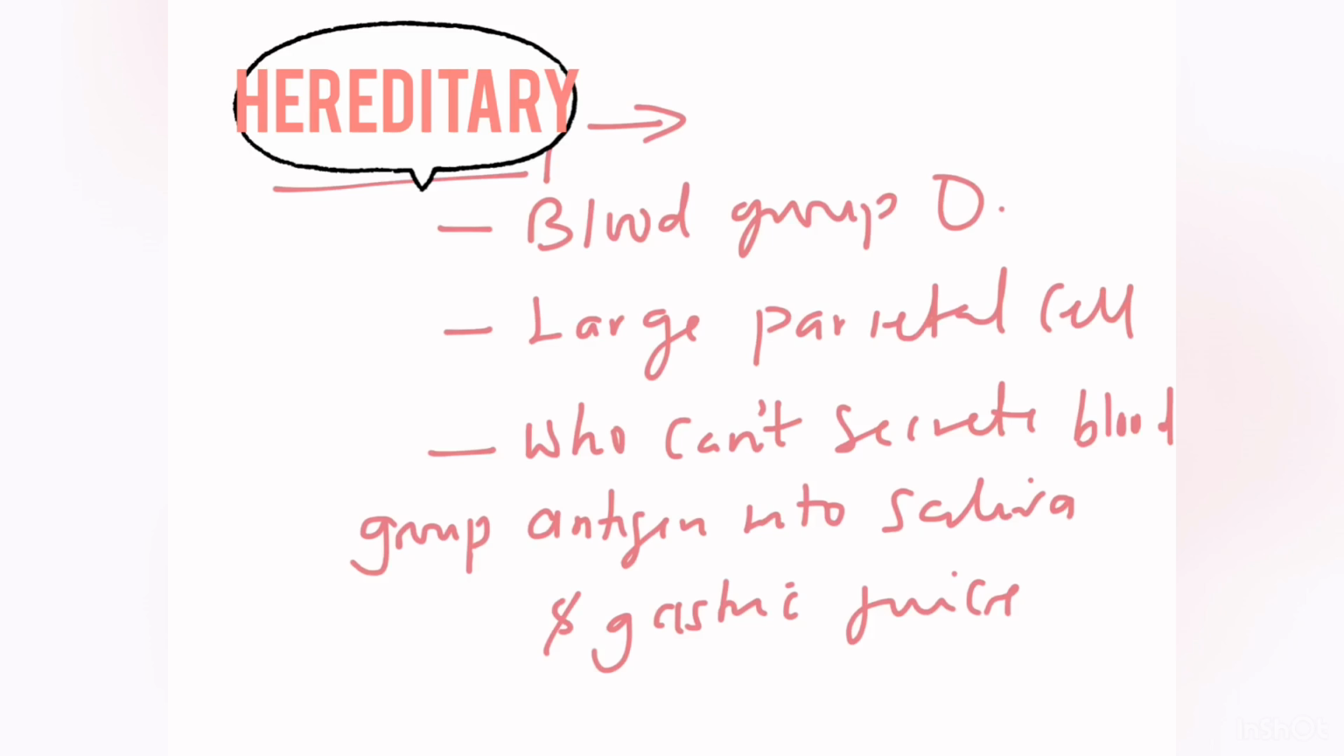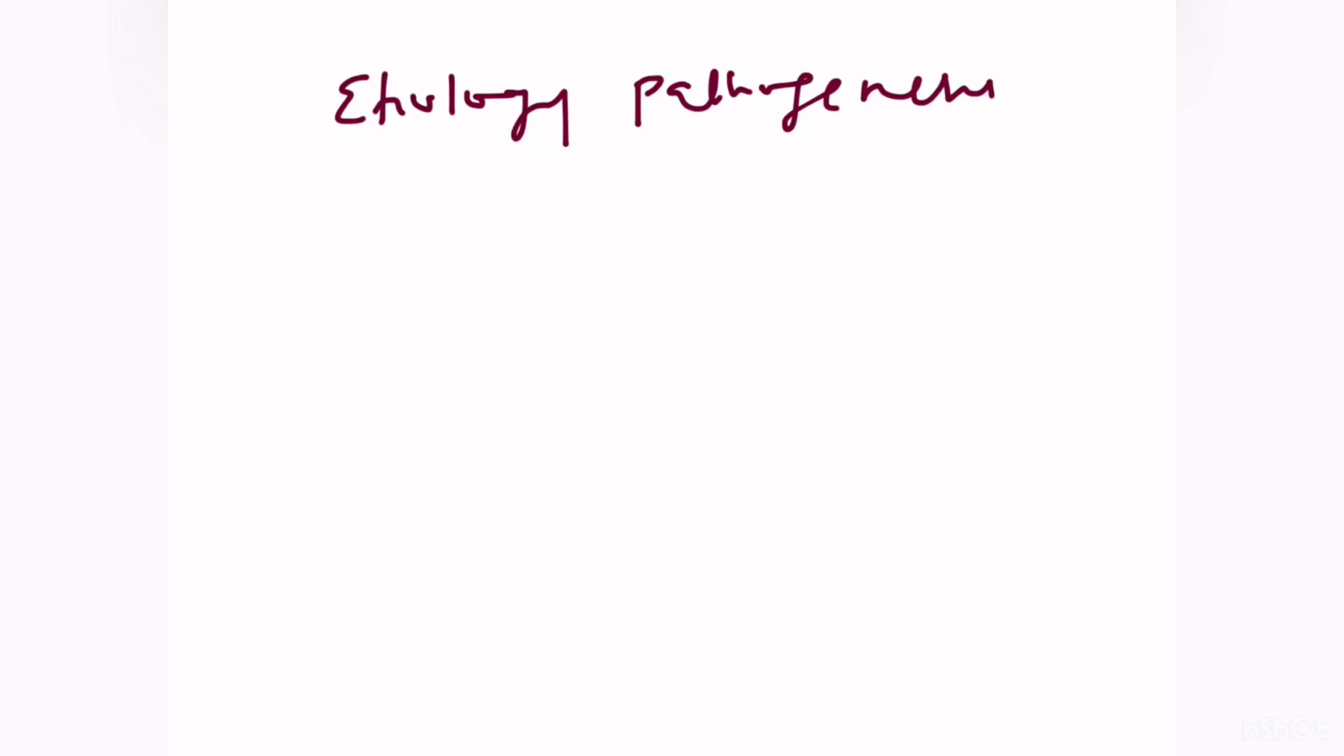So under the hereditary, we have 3 things, which are blood group O, number 1, patients who are having large parietal cell mass, and people who can't secrete their blood group antigen into their saliva and the gastric juice. So now let's see how these factors manage to cause the disease.